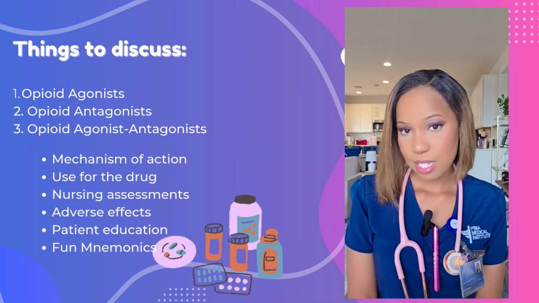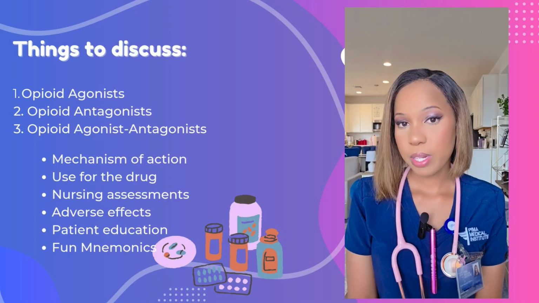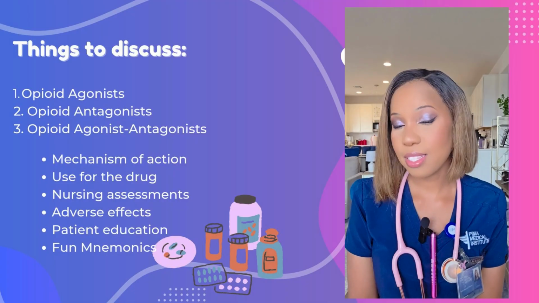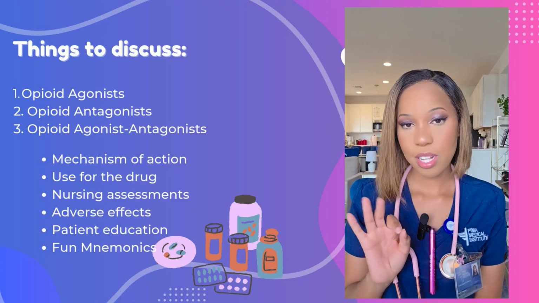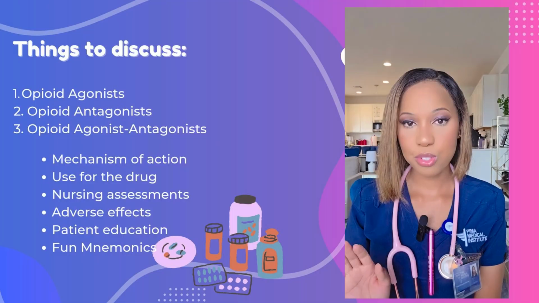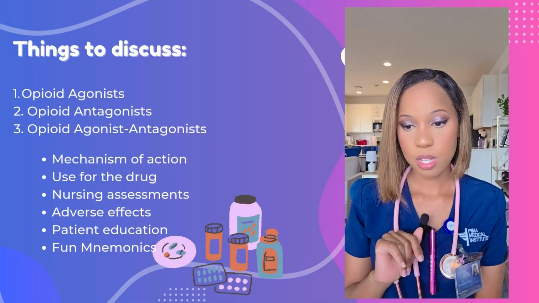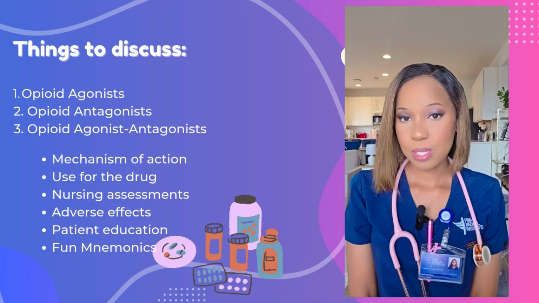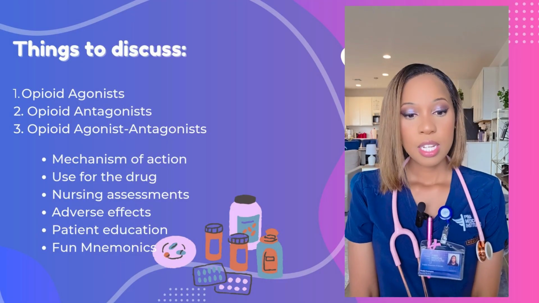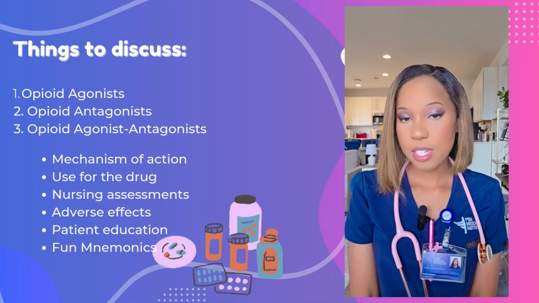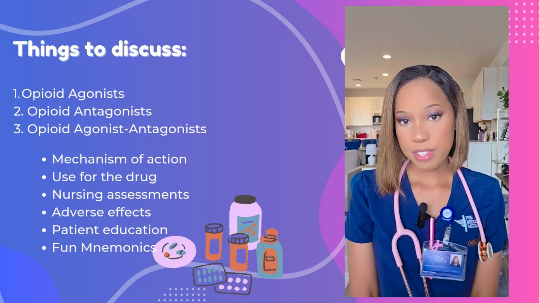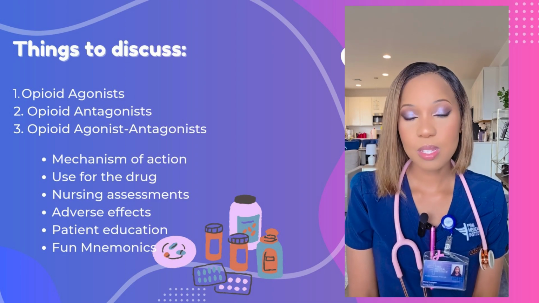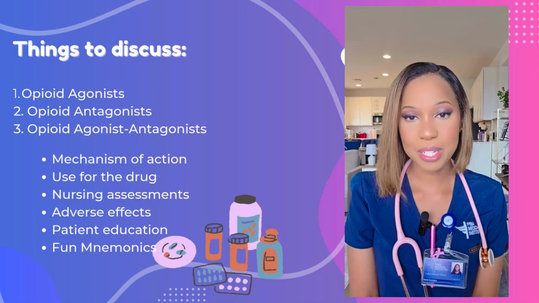I have three classes, and those include opioid agonist, opioid antagonist, and opioid agonist antagonist. Those are three different classes, and don't get them confused. I will explain them further as we get on with the video. We are going to discuss the mechanism of action, the use for the drugs, the nursing assessment, the adverse effects, and patient education. Also, I'm going to discuss some fun mnemonics to help you memorize the medications.